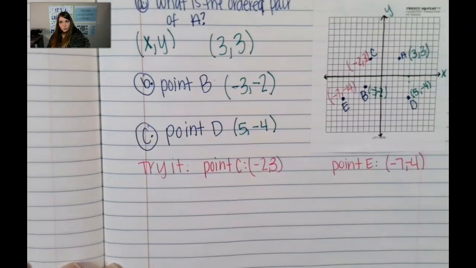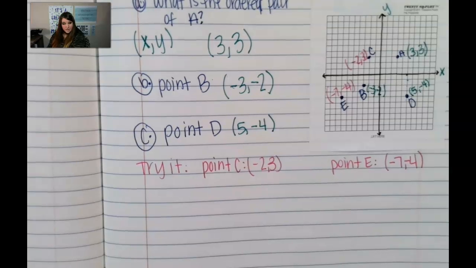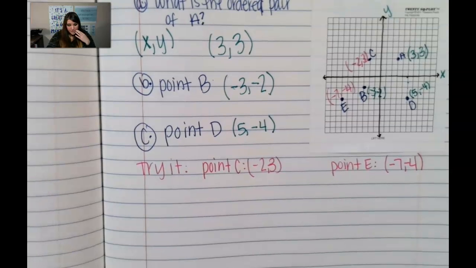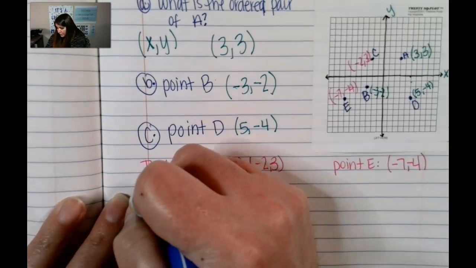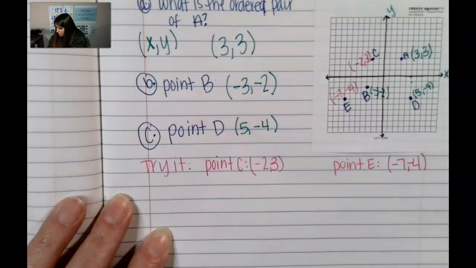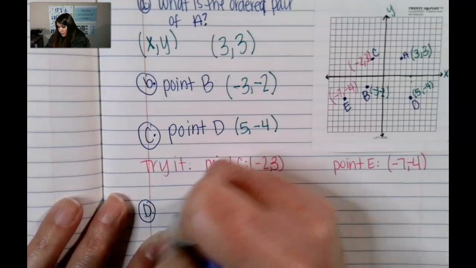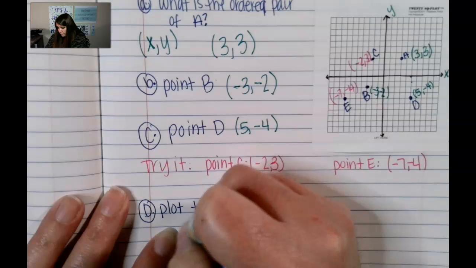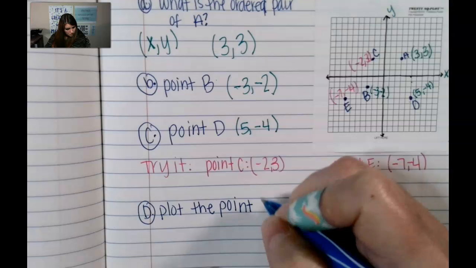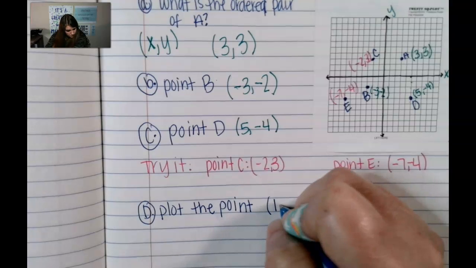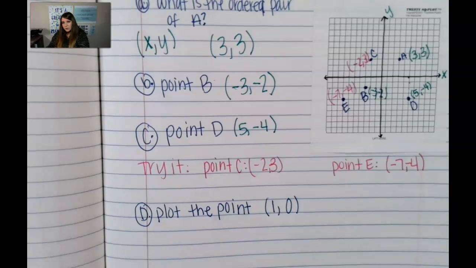All right, pretty good. How did you do on that? All right, so now you are going to learn how to plot the point. So it was try it number 1, try it number 2. So we're on example D. Example D wants you to plot the point 1, 0. That is the first one. So I'm going to have another sticky note.